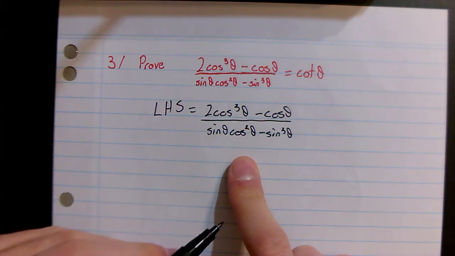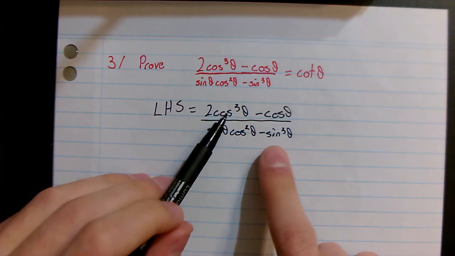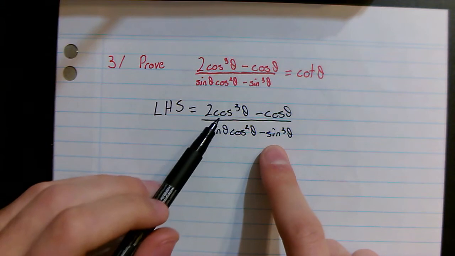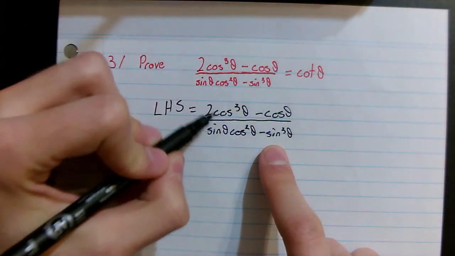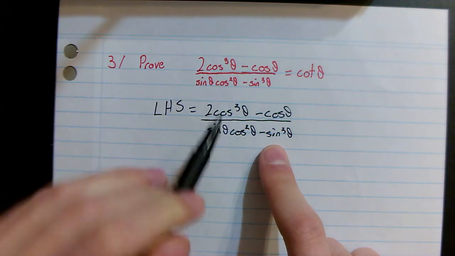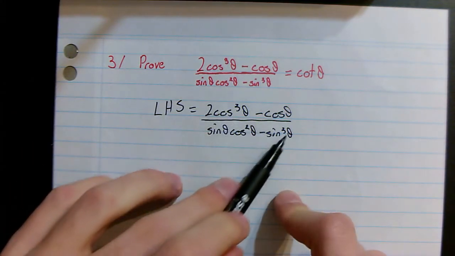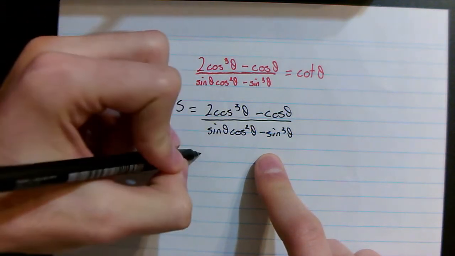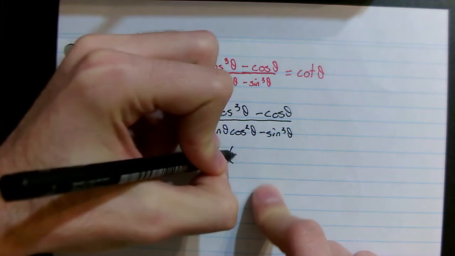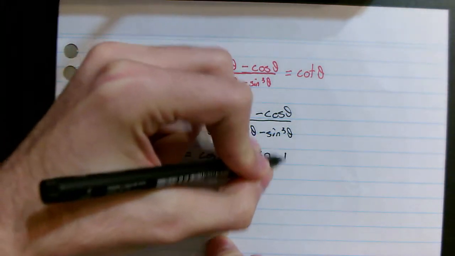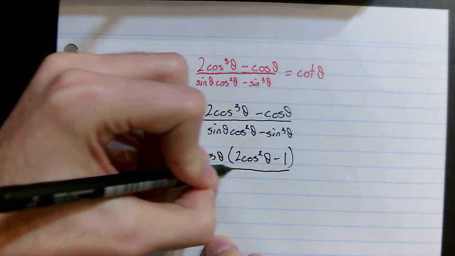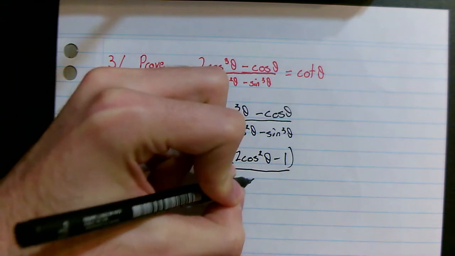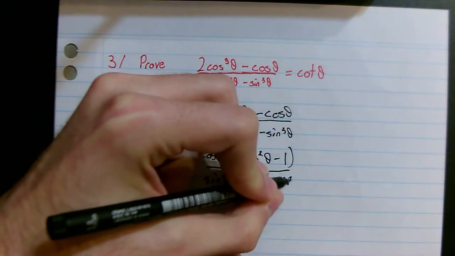So where do we need to go from here? First off, these cubes right here are quite ugly, and what I can hopefully realize is that I can factor them out. I can factor this cos cubed out by a cos theta, because I can factor this and this. And then on the denominator, I can factor out a sine theta. So that leaves me with cos theta outside of 2 cos squared theta minus 1 all over sine theta outside of cos squared theta minus sine squared theta.